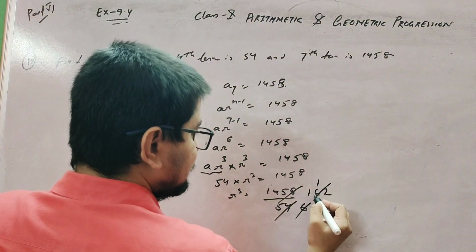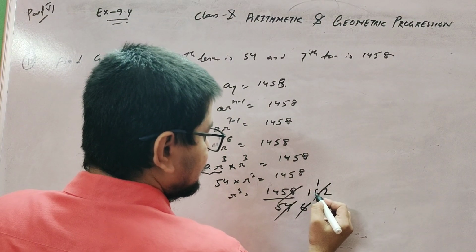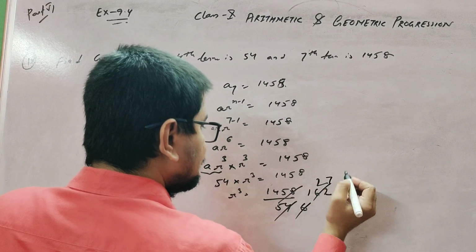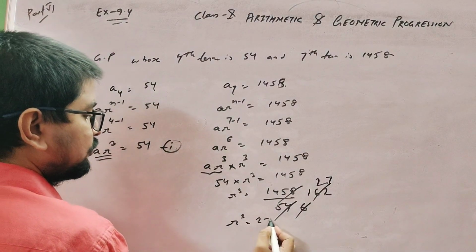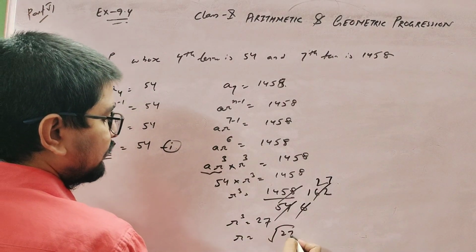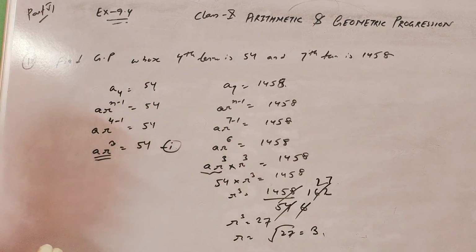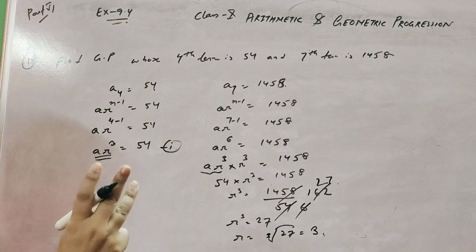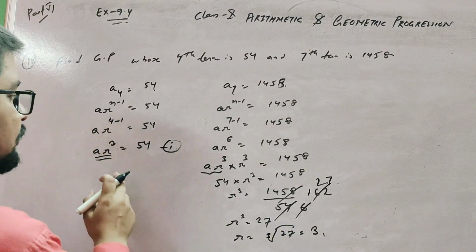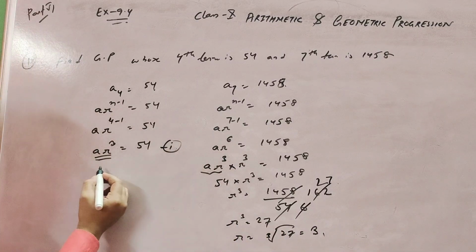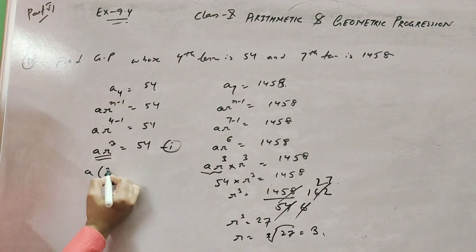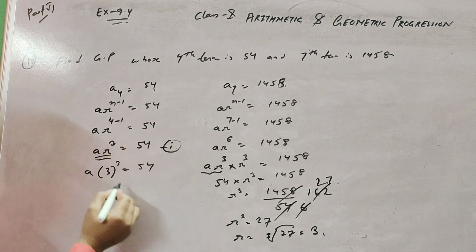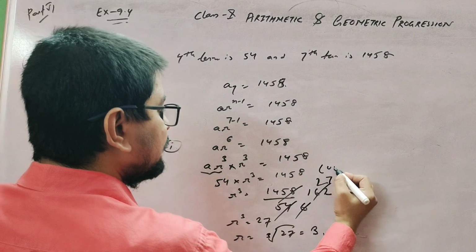6 ones are 6, and 6 twos are 12, 6 sevens are 42. That is r cube equals 27. So r equals the cube root, that is 3. Okay, r cube, so this is a cube root, and for the cube root we know that 3 into 3 into 3, 3 taken as common. So we get the r. Now time for a. In place of r we write 3 because we got 3. ar cube equals 54, just using equation 1, and here we put the value of r using equation 1.